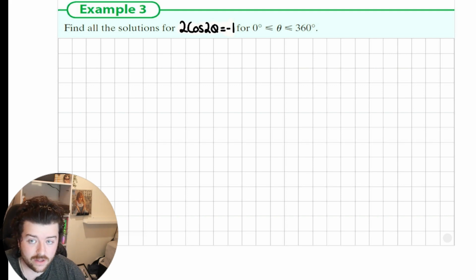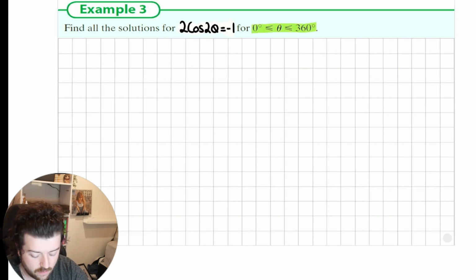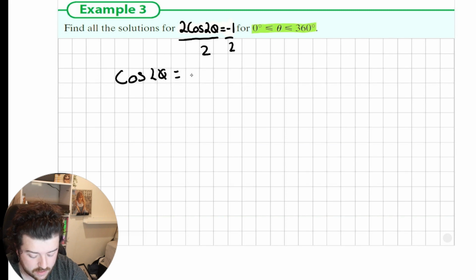So find all solutions for 2 cosine 2 theta equals -1, for theta between 0 and 360 degrees. So first, I need to get the cosine function on its own. I have a 2 in front of it, so I need to divide both sides by 2. So I'm going to have cosine 2 theta equals -1/2.